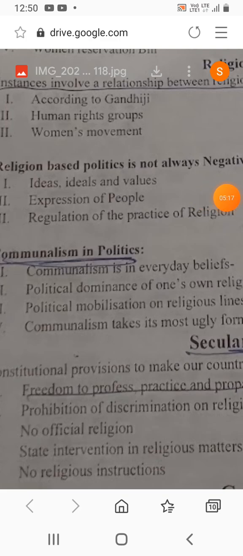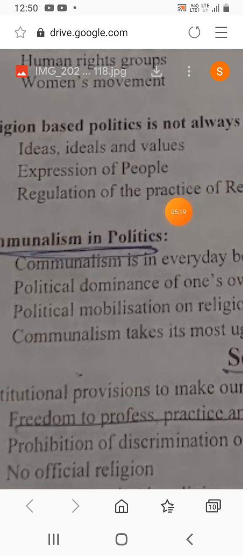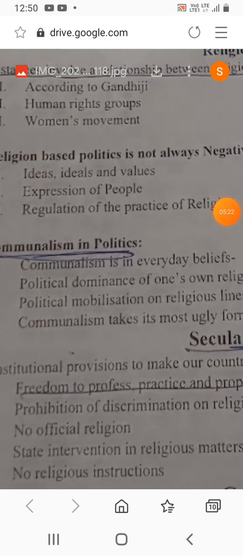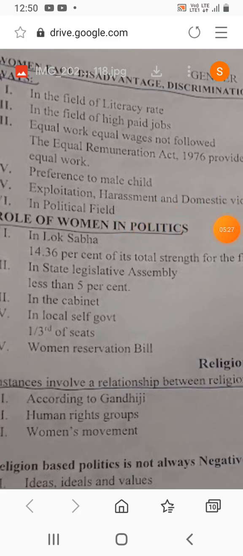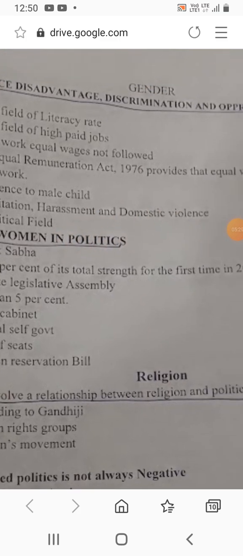And in MCQ questions also, these key points and keywords will help you. In some MCQs, one MCQ will come, like how much percentage of seats are reserved in Lok Sabha, or how much.